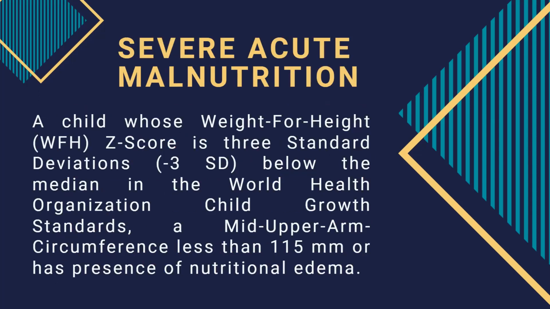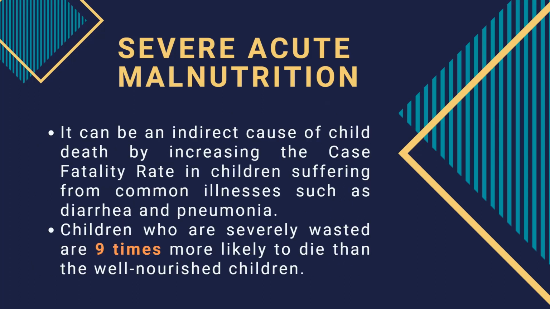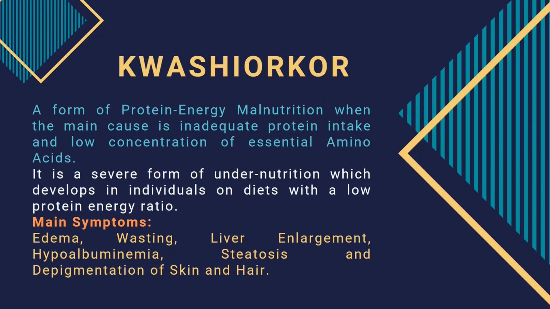Severe acute malnutrition is a child whose weight for height z-score is 3 standard deviations below the median in the World Health Organization child growth standards, or mid upper arm circumference less than 115 millimeters, or has presence of nutritional edema. It can be an indirect cause of child death by increasing the case fatality rate in children suffering from common illnesses such as diarrhea and pneumonia. Children who are severely wasted are 9 times more likely to die than the well-nourished children.